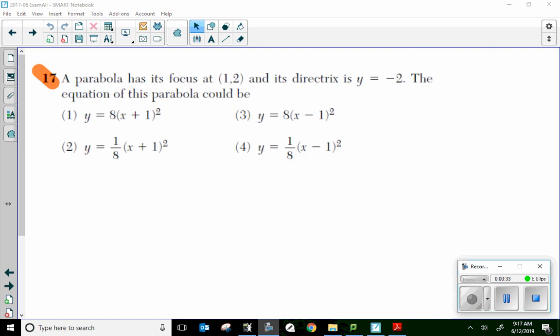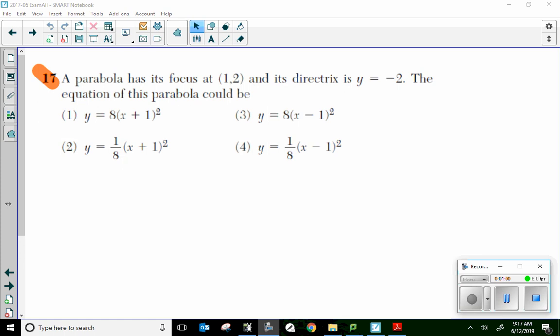First question really deals with data and stats. It's algebra. The orange highlight is algebra. This really deals with parabolas and directrix and focus and the whole nine yards and the vertex form of an equation of a parabola. So 17 says a parabola has its focus at 1, 2. Okay, the coordinate 1, 2. And its directrix when y equals -2.